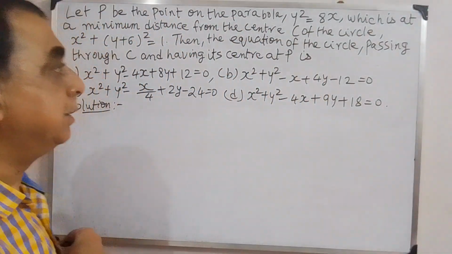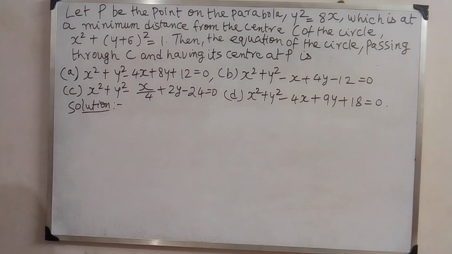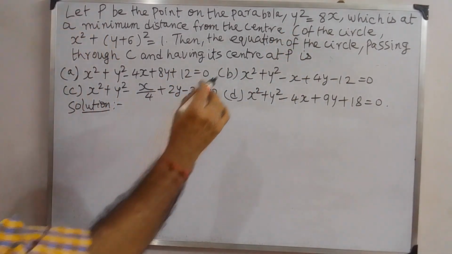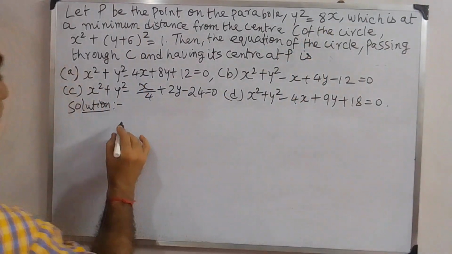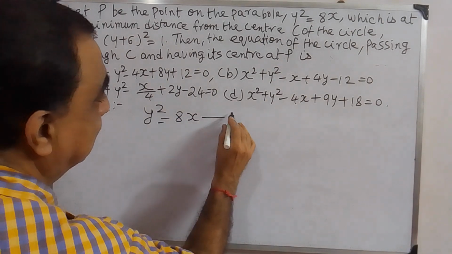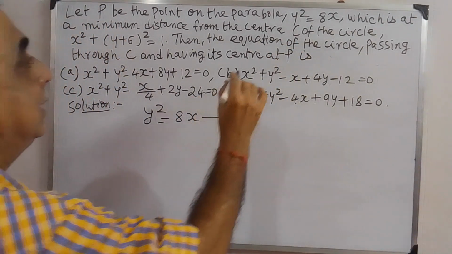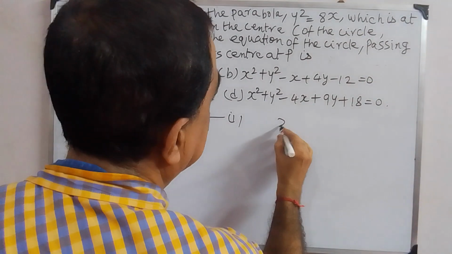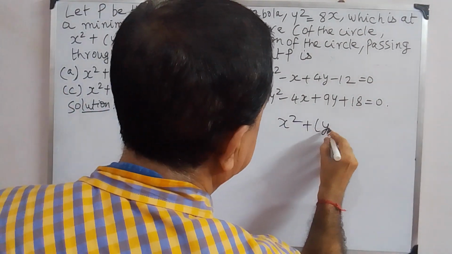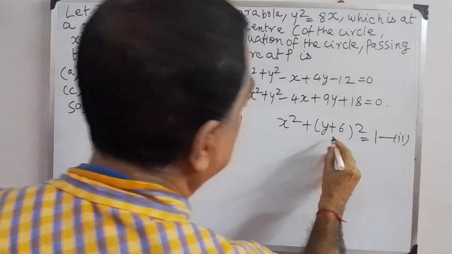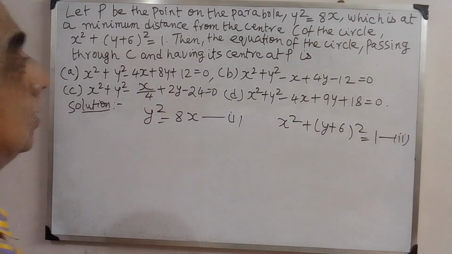Now see, first you have to understand the question nicely. What is the question saying? The question is saying that there is a parabola whose equation is given like this, y squared equals 8x. And there is a circle whose equation is given like this, x squared plus (y plus 6) whole squared equals 1. This is the equation of the circle and this is the equation of the given parabola.